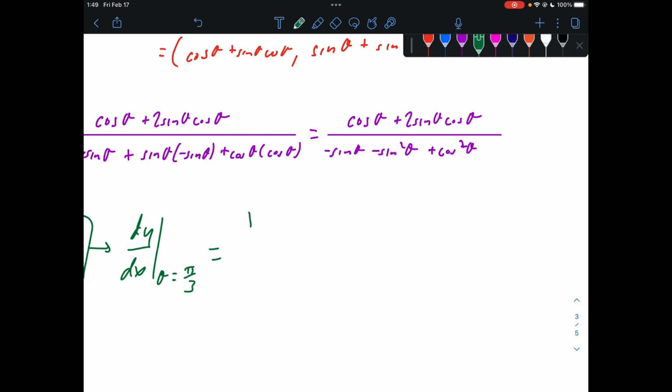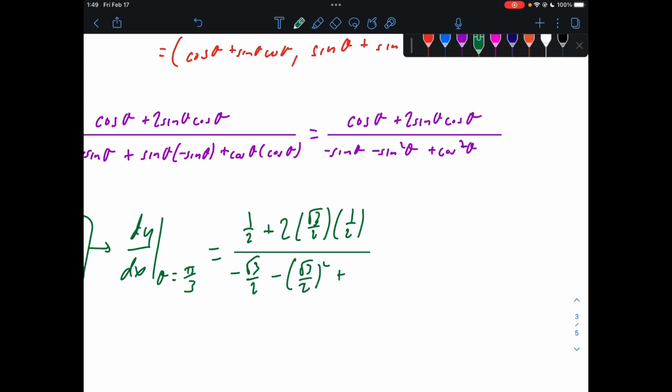Cosine of pi over 3 is 1/2 plus 2 sine pi over 3, which is root 3 over 2, times cosine pi over 3, which is 1/2, all over negative sine pi over 3 minus sine pi over 3 squared, so root 3 over 2 squared, plus 1/2 squared. All right, so simplifying here, we get 1/2 plus, those 2's will cancel, root 3 over 2, which is just root 3.